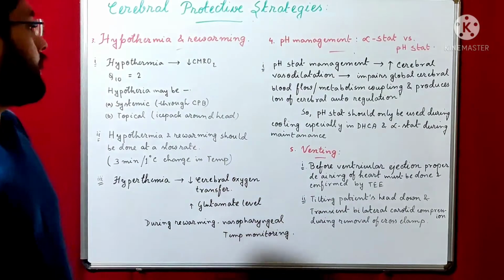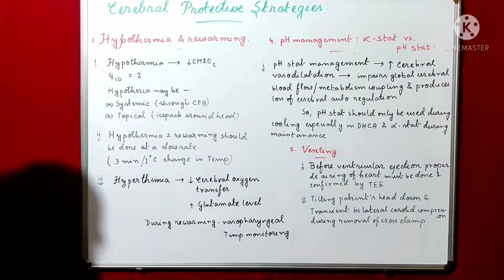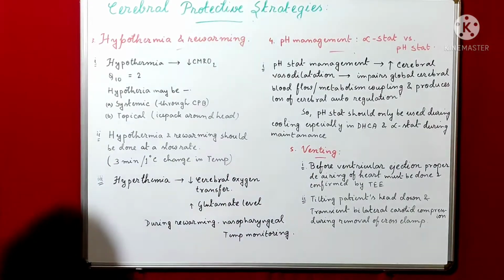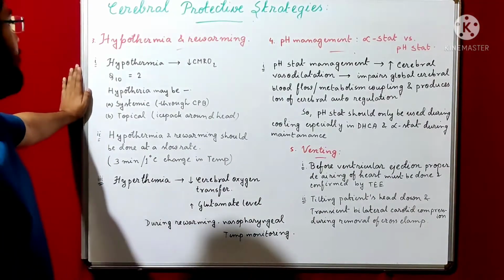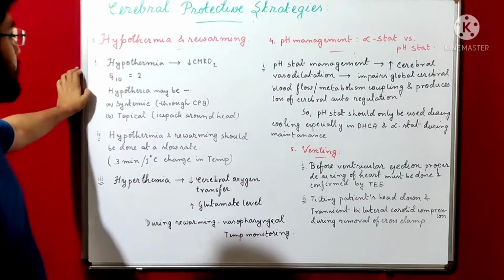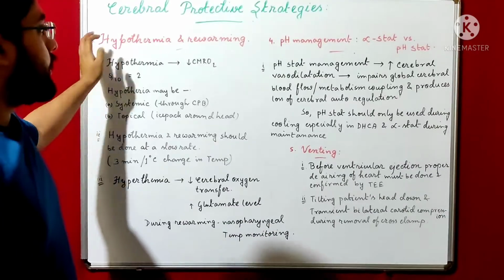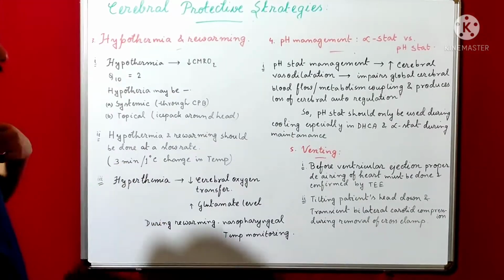So next is hypothermia and rewarming. We all know that hypothermia reduces the metabolic rate for the whole body. That is the same for the brain also. So hypothermia reduces CMRO2, that is, the cerebral metabolic rate.